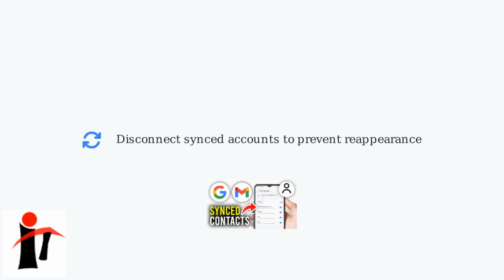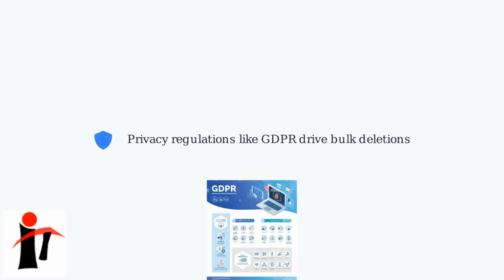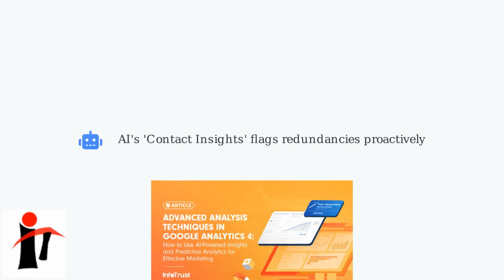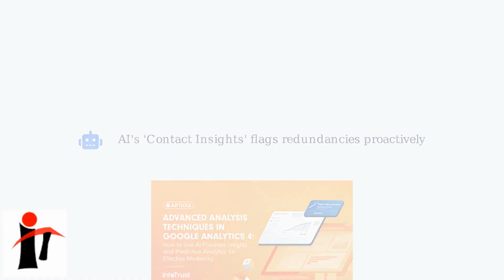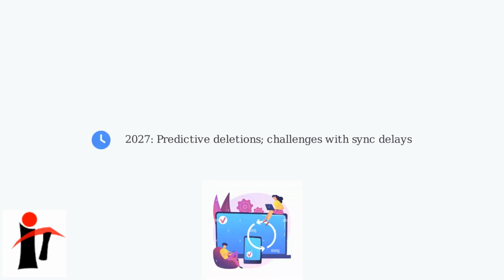Also, contacts synced from other sources, like Gmail or your Android device, may reappear if you don't disconnect those accounts from contact syncing. Privacy is a major driver for bulk deletions, especially with regulations like GDPR. Looking forward, AI is playing a bigger role. Google's Contact Insights can flag redundancies and suggest contacts for removal, making the process more proactive. By 2027, predictive deletions based on usage patterns may become standard.